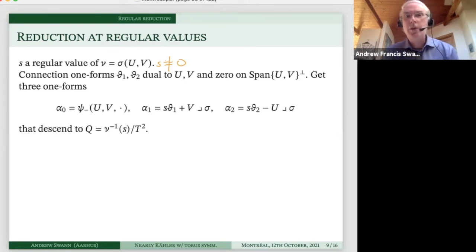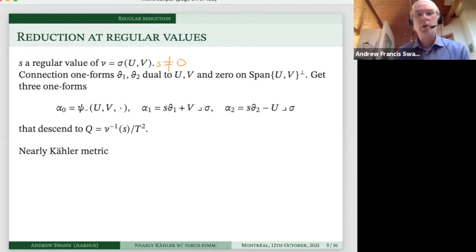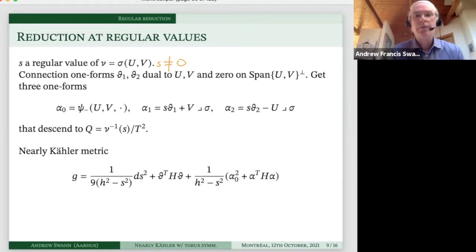So these three forms are clearly invariant from the way I've defined them, and they turn out to be basic for the action. So they actually descend to the quotient, the 3-manifold quotient, which is the level set quotiented by T2. So now we have a 3-manifold, and we get three linearly independent one forms. You can recover the nearly Kähler metric from these forms and connection form data.